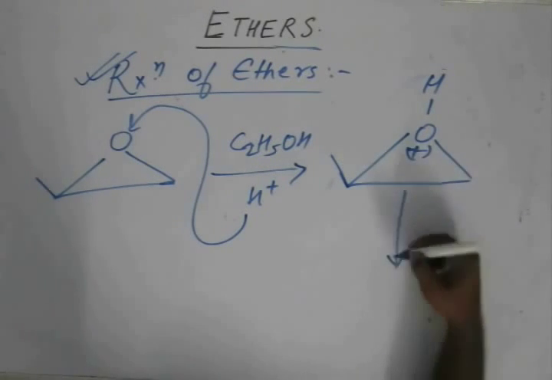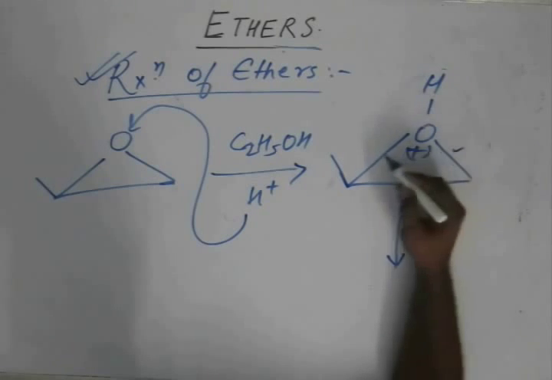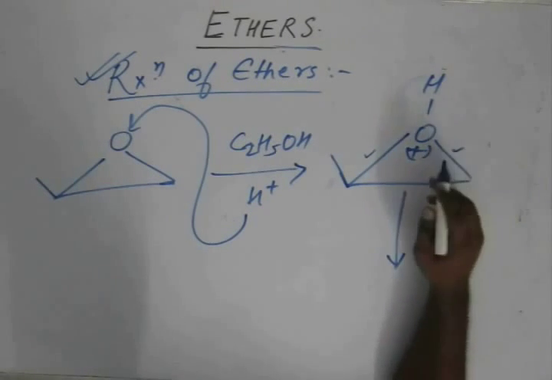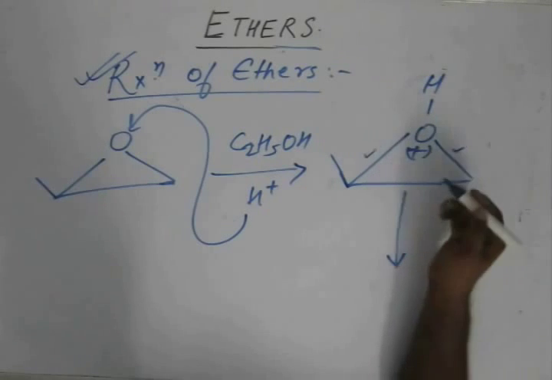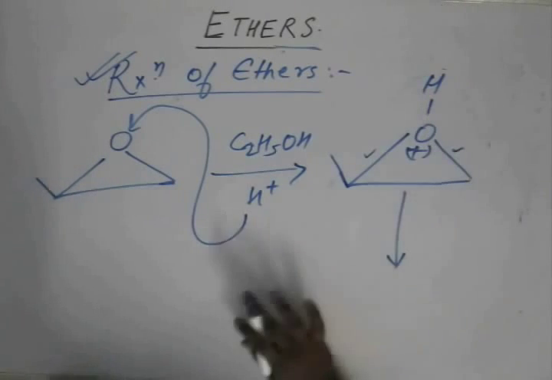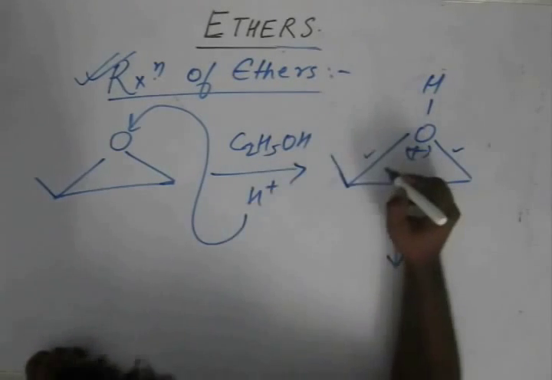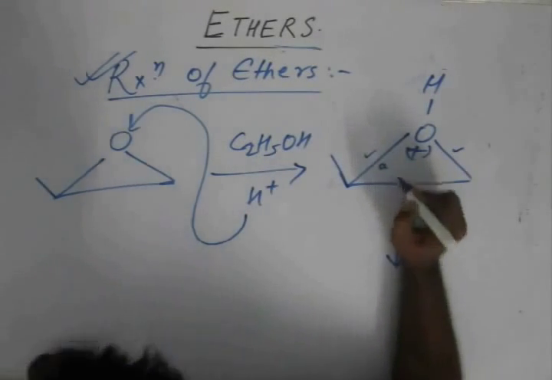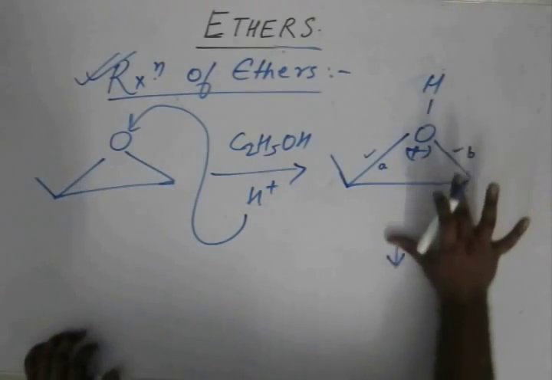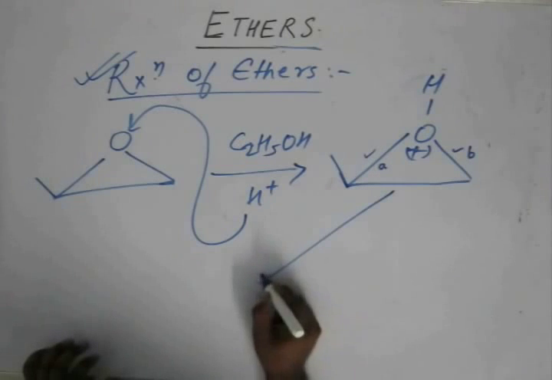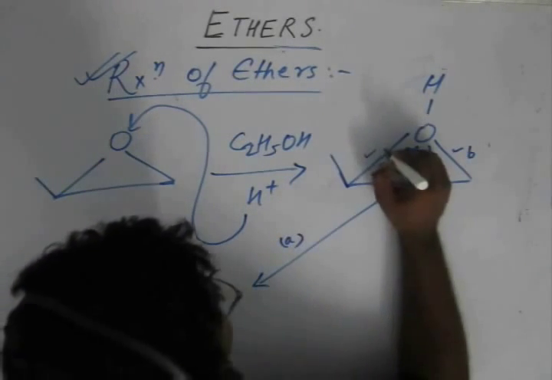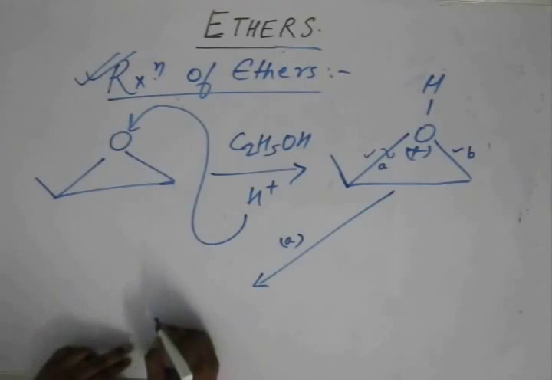Now we have two choices, either to break this bond or to break this bond. I'll break both the bonds for you, and it's time for you to decide which bond will be broken, which step is to be followed. So I'll first break up this one and then I'll break up this one. The product that we obtain from A, I'm writing out here. When I break this bond, what do I get?